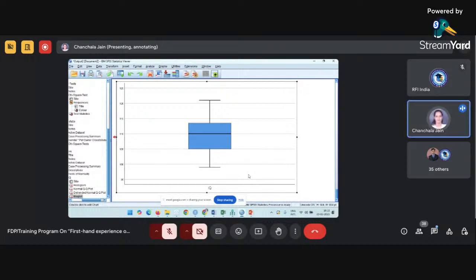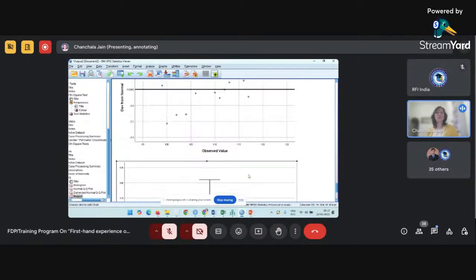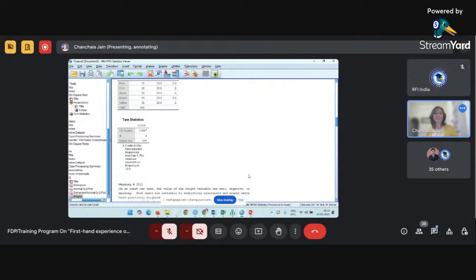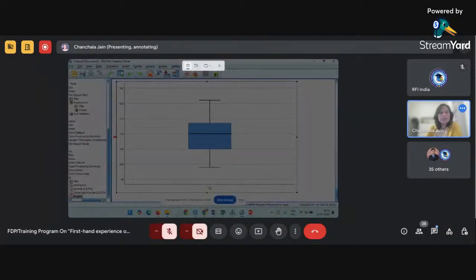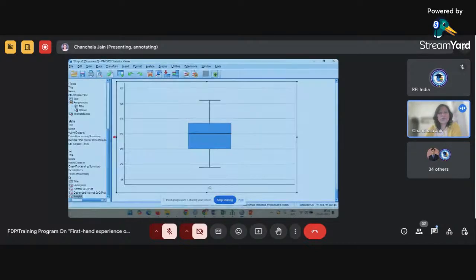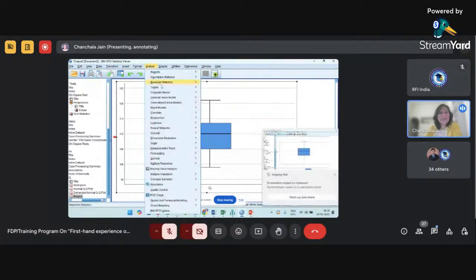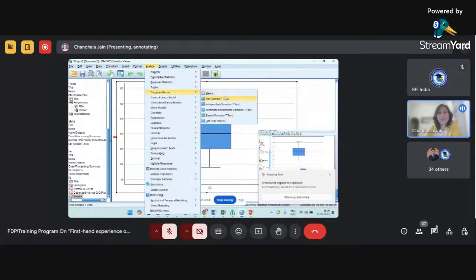Done. So I think we are done with all the assumptions checking. All the assumptions are met by the data. Now we are set to perform the one sample t-test. So shall I? Yes, ma'am. Fine. For performing the one sample t-test, we need to go to Analyze. We'll select Compare Means, and from here you need to select the One Sample T Test.